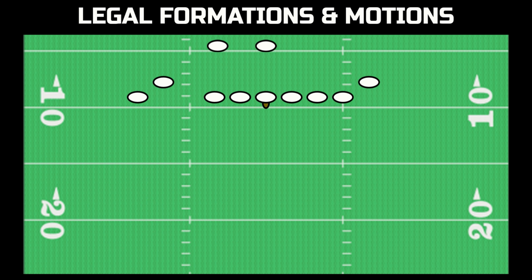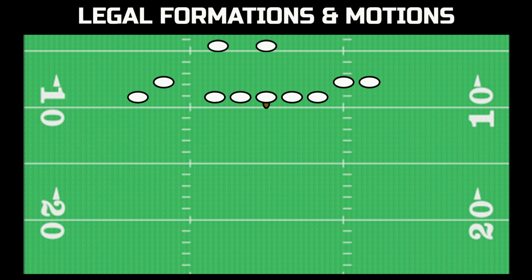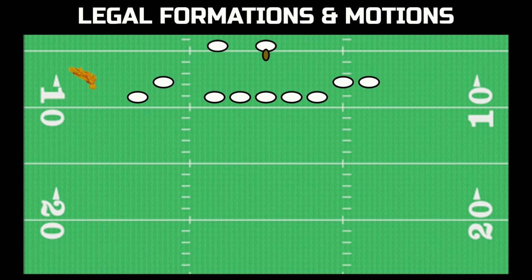So the rule is that the offense must have at least 7 players on the line of scrimmage. So with a total of 11 players, that means you cannot have more than 4 players off the line of scrimmage. So this is a legal formation: 4 players off the line of scrimmage and 7 players on. When a 5th player lines up off the line of scrimmage, the second that the ball is snapped, there will be a flag for illegal formation, 5 men in the backfield.